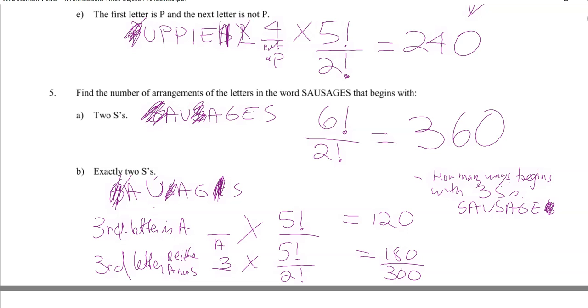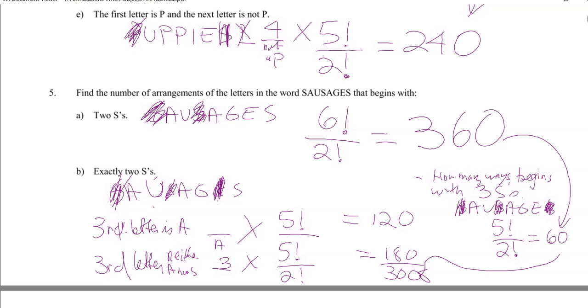S-A-U-S-A-G-E-S. Okay, S's are gone. What do we got? 1, 2, 3, 4, 5. 2 of them are A's. That's 60. 360 minus 60 is 300. So what we're doing is, hey, we got away with 2 S's. That wasn't so bad, right? We chucked out 2 of the S's. We looked at what's left. We'd had to divide by 2 factorial because there were 2 A's.